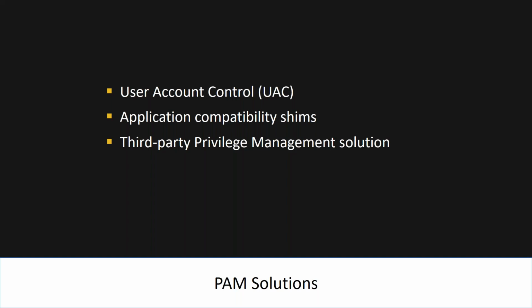So, for instance, user account control, when it's switched on, and it should be switched on, will help legacy applications that don't like standard user accounts to run, because user account control contains a technology called file and registry virtualization. So that was all part of user account control.